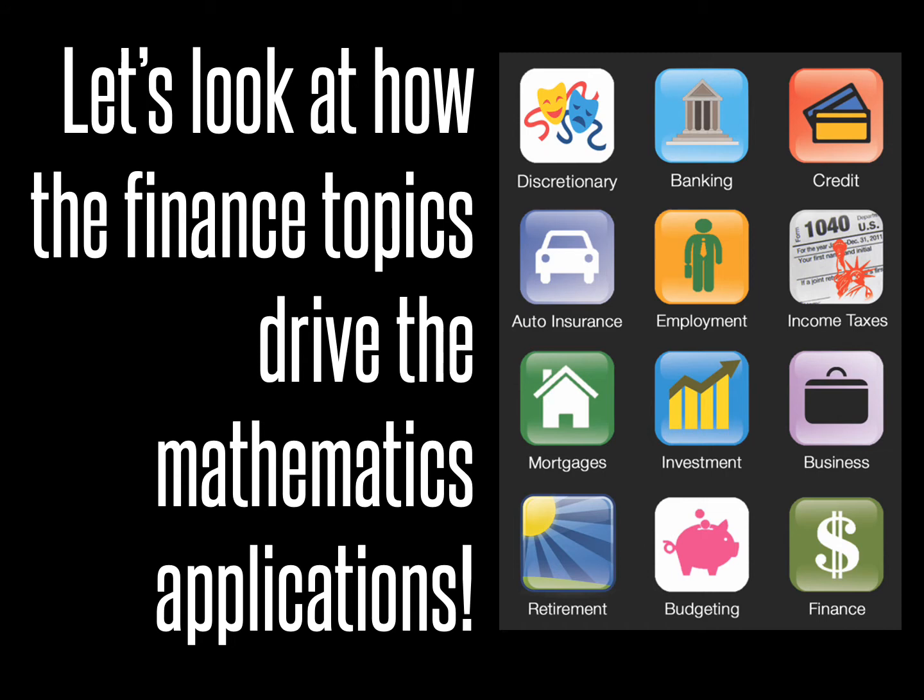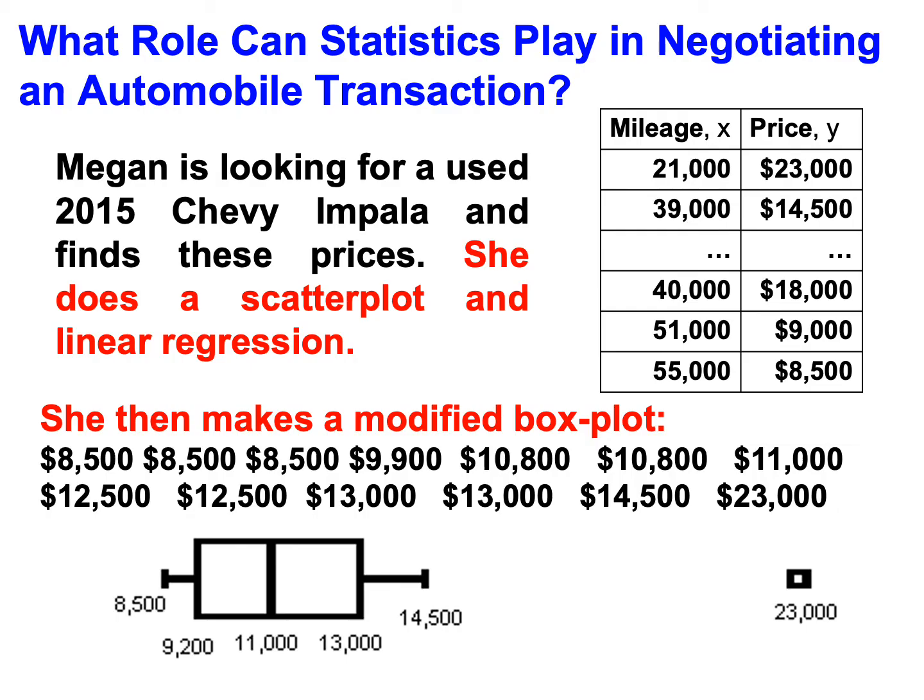Interestingly, finance topics drive the mathematics applications. So the unit and chapter headings are finance topics, and the mathematics is selected as needed for each of those individual sections, as opposed to the typical mathematics textbook, which has mathematics topics as the titles. The study of statistics as it relates to financial situations begins in our very first unit, discretionary expenses, and threads throughout all of the units in the course.